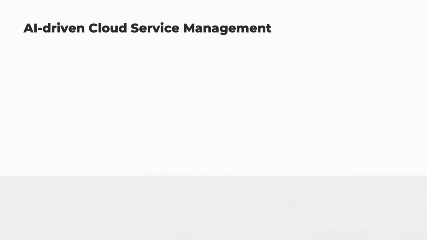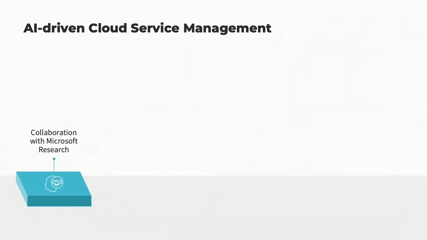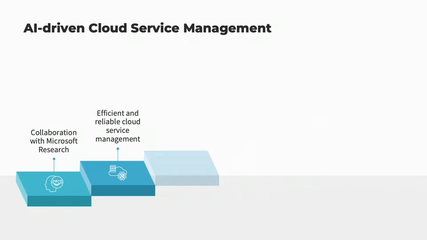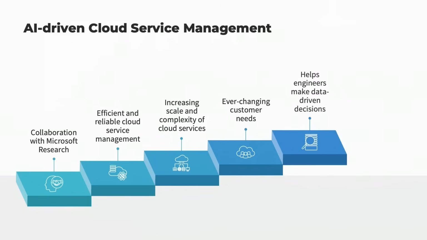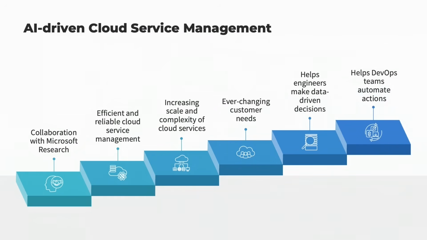Now let's consider some key aspects of Azure's AI Ops implementation. First, AI-driven cloud service management. Azure has developed AI solutions in collaboration with Microsoft Research to make cloud service management more efficient and reliable. AI Ops teams work across Azure engineering teams to address the increasing scale and complexity of cloud services and the ever-changing customer needs. This approach helps cloud engineers make data-driven decisions and automate actions as part of the cloud services or DevOps processes.